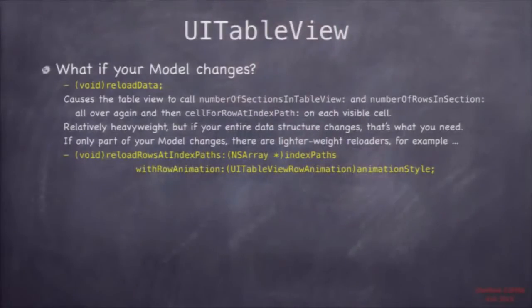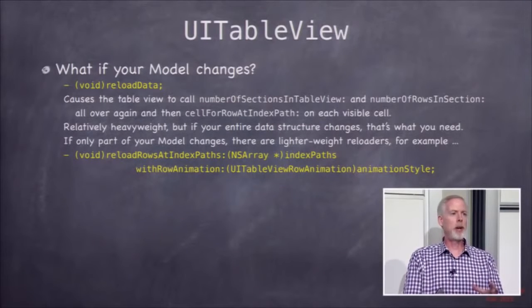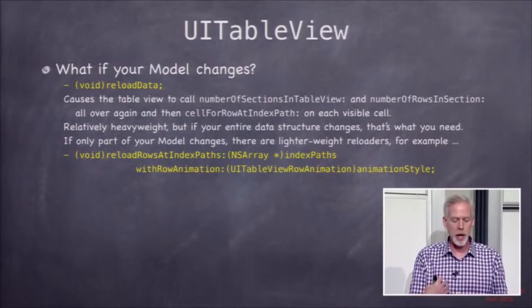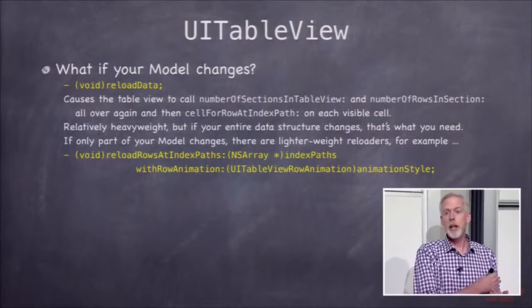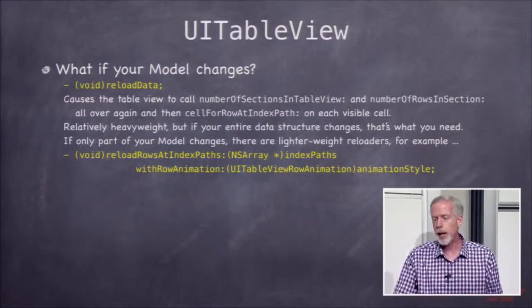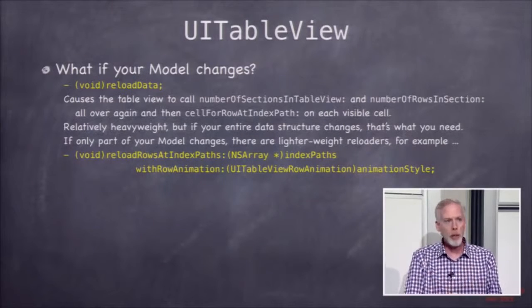What if your model changes out from under your table view? Okay, so your table view is running along fine, and then all of a sudden the model changes in some fundamental way, like it completely changes. The model downloads a completely new set of information. You can call this method in table view called reloadData. And when you call reloadData, it's going to call number of sections, number of rows in section, to get table, cellForRow at indexPath over and over and over again to reload the entire table.